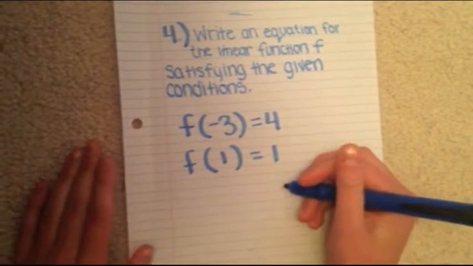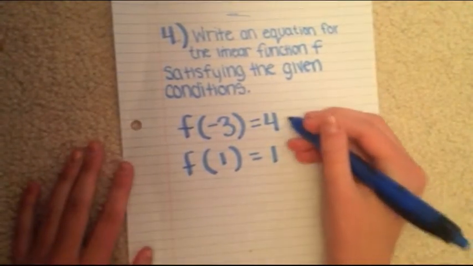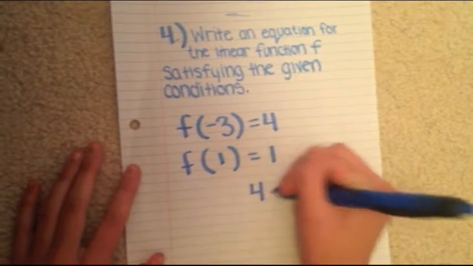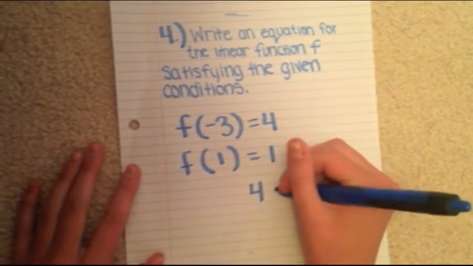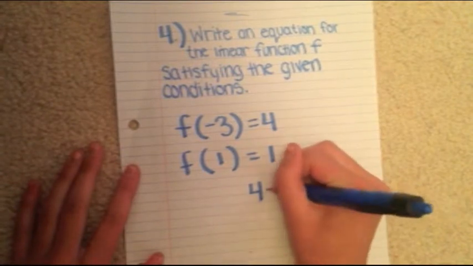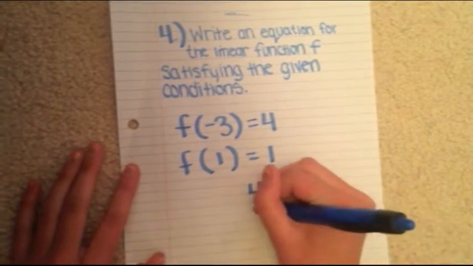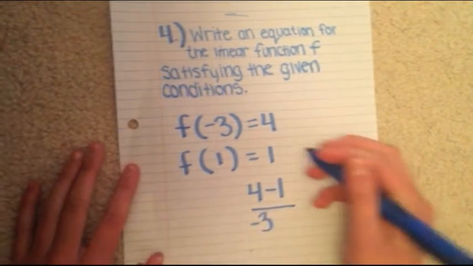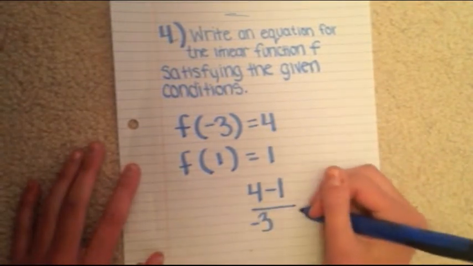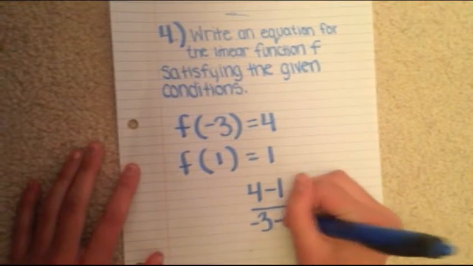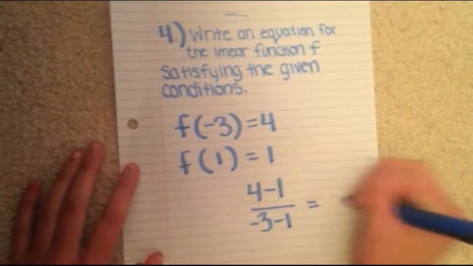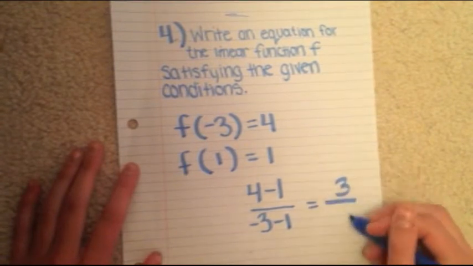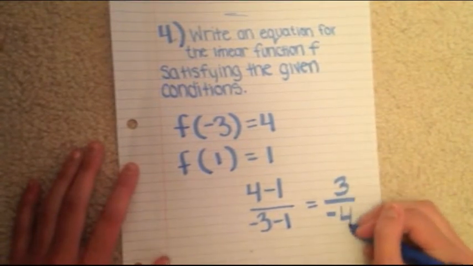So what I'm going to do is take one of the y values. I'm going to choose 4, and then subtract it from the second y value, which is 1. So I'm going to do 4 minus 1 over -3, the x values minus the x values. So -3 minus 1. This is going to give me a slope of 3 over -4.